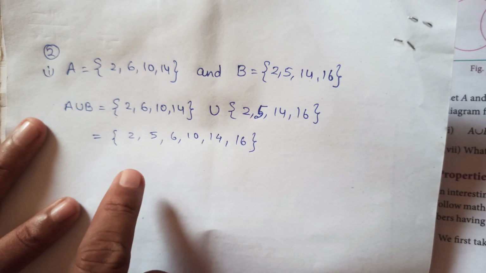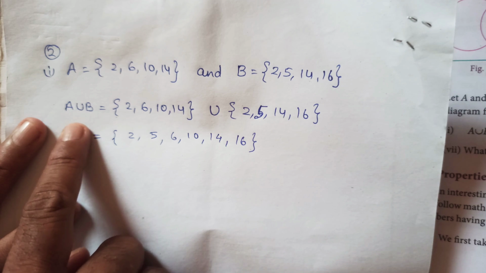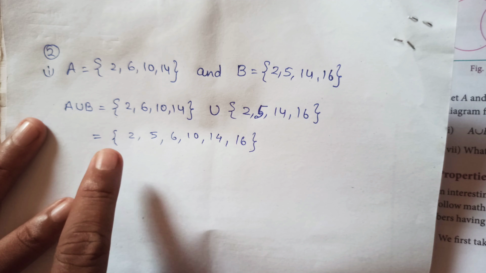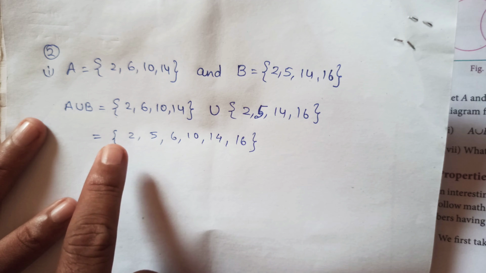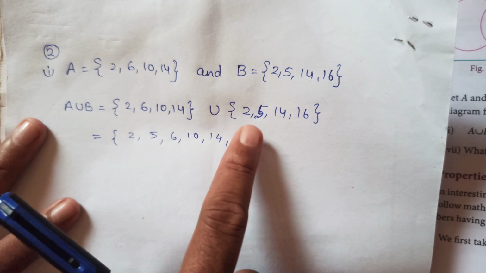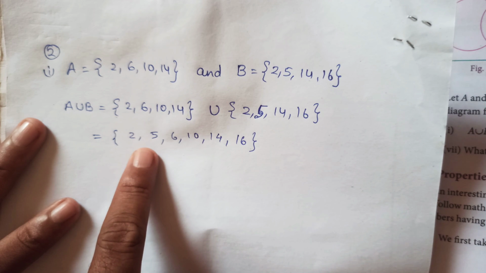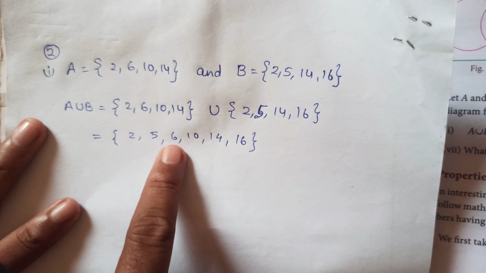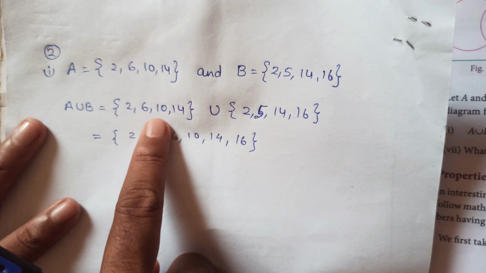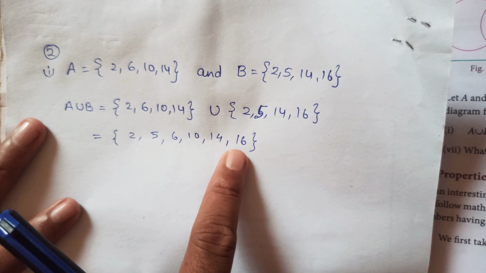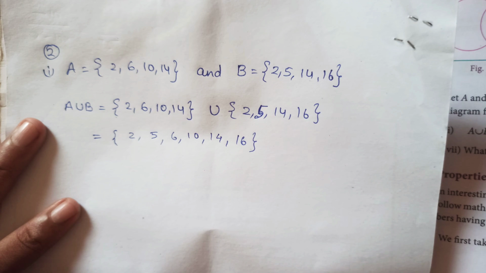As you know, in union we write all the elements but not the repeated ones; repeated elements we write only once. So 2 is repeated twice, so we write it once, and writing in order is a good habit to practice. So 2 is the first number, then we have 5, then 6, then 10, then 14 and then 16. So this is the answer for A union B.